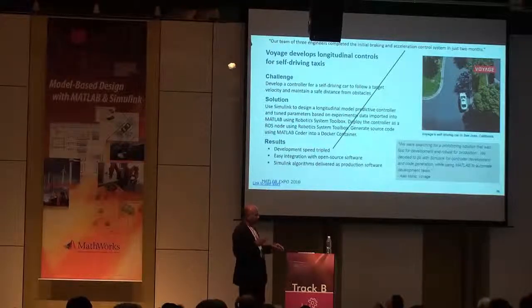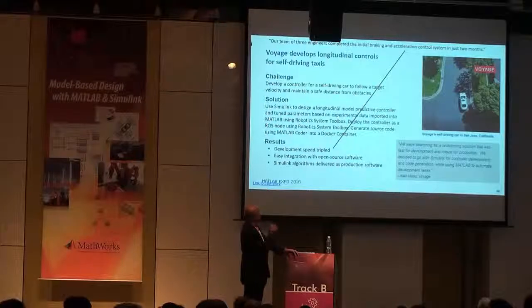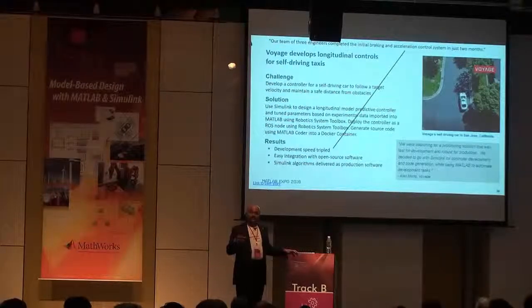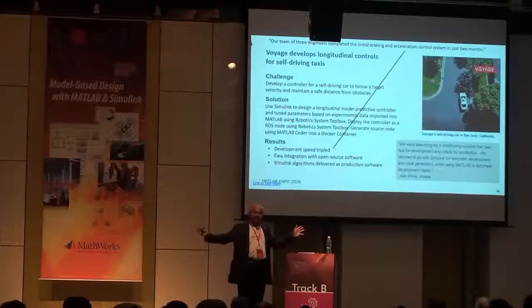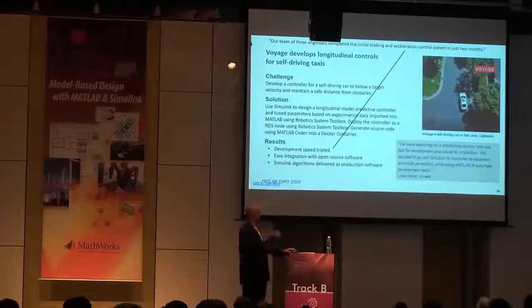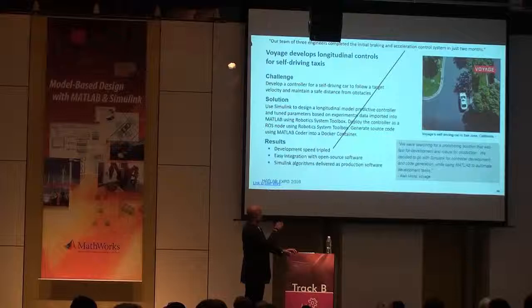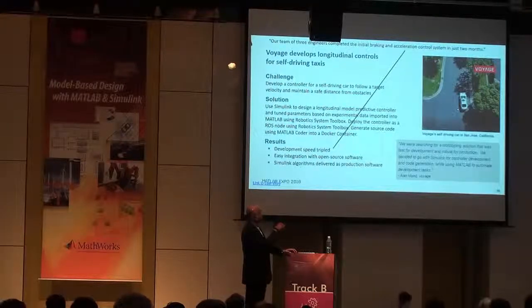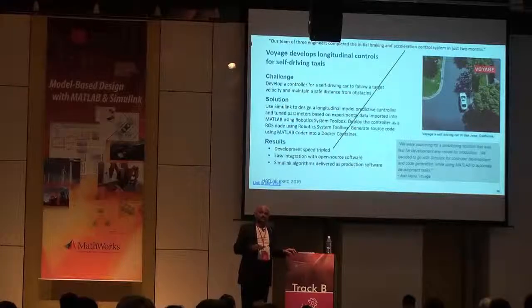And the thing I really liked about this example is that they had a very small team. It's not like they had an army of 100 or 1,000 engineers. As you can see here, their team of 3 engineers completed the initial braking and acceleration control system for the self-driving taxi in just 2 months.